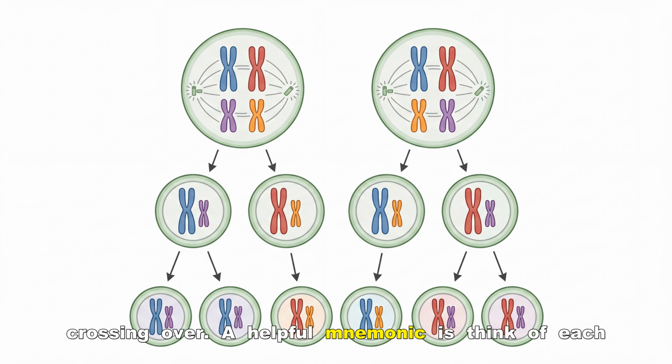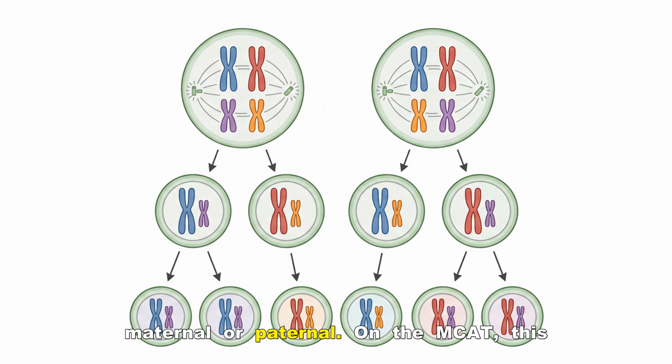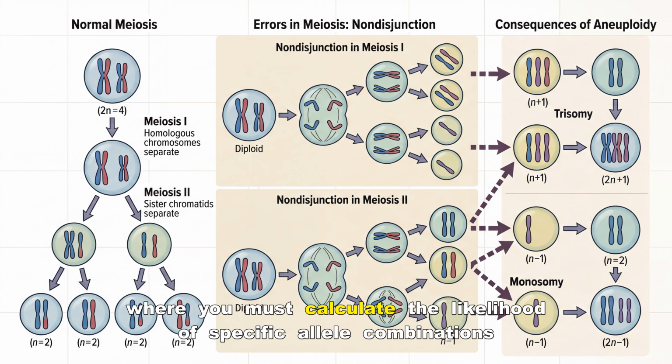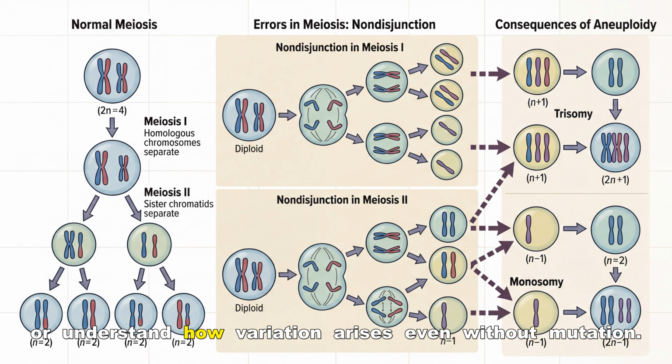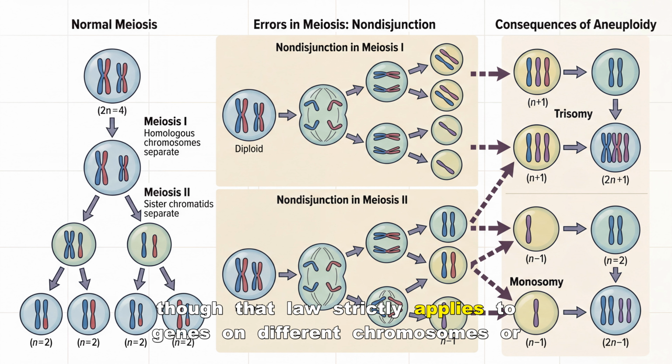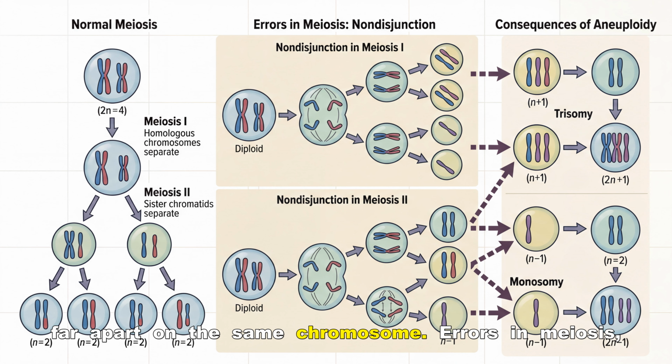A helpful mnemonic is think of each chromosome pair as a coin flip, heads or tails, maternal or paternal. On the MCAT, this concept often appears in probability-based genetics questions, where you must calculate the likelihood of specific allele combinations or understand how variation arises even without mutation. This also ties into Mendel's law of independent assortment, though that law strictly applies to genes on different chromosomes or far apart on the same chromosome.